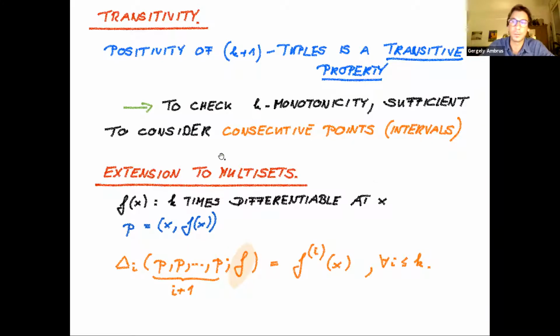We didn't define these divided differences for multisets, but it's possible to extend them in that case as well. There is one important thing here. If we are given a point, and we take that point, let's say, k plus 1 times, then it is possible to define its divided difference or its positivity. But one has to specify one more thing, namely, that this point lies on the graph of a function. Depending on this function, it can be a positive k plus 1 tuple or not. So it is not sufficient just to take one point; in some sense, we have to take the point and its derivatives.